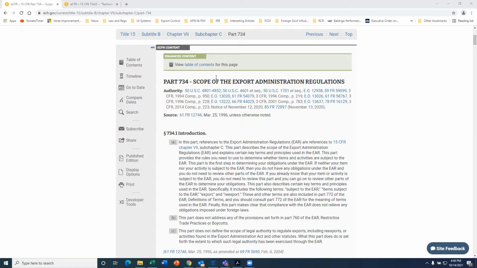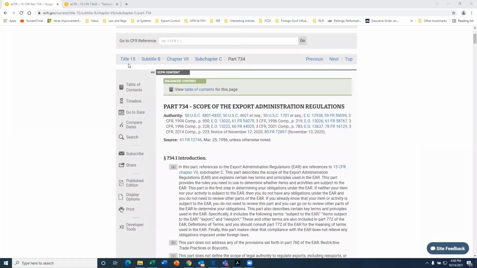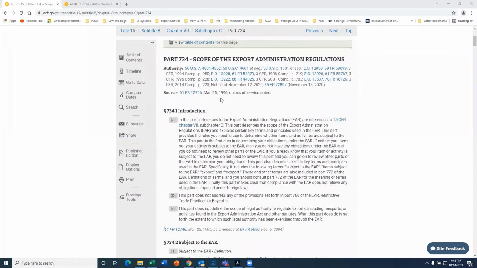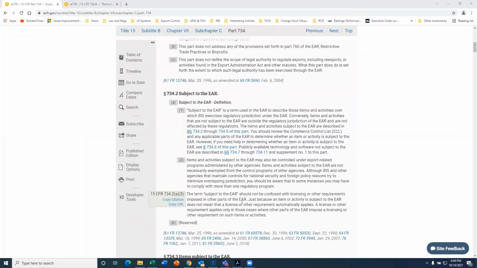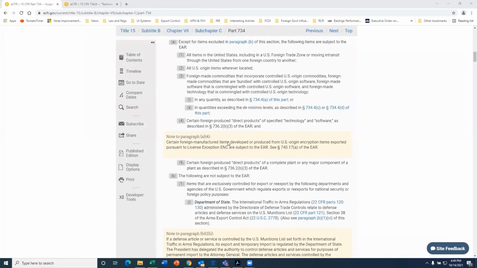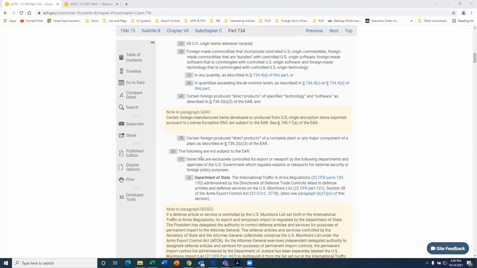So now we're here on the main screen. This is Title 15, so this is 15 Code of Federal Regulations, CFR 734. And in 734, this is the scope of the Export Administration Regulations. So it tells you what is the full scope and what's subject to the Export Administration Regulations, things that are and are not subject to it. So everything's subject to it, according to this part, except the following. The following are not subject to the EAR. So that's what I just talked about.